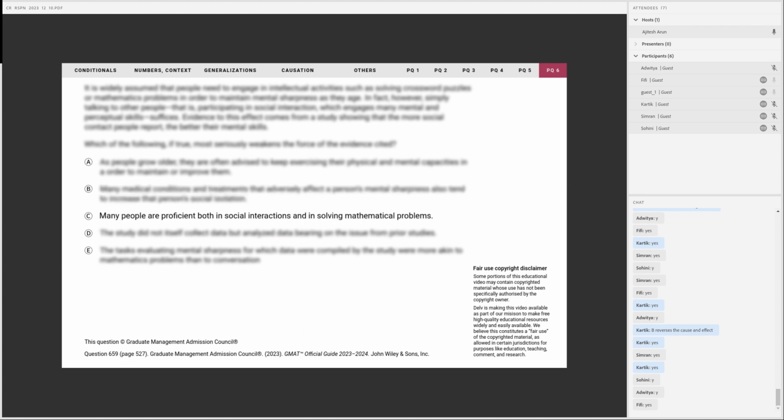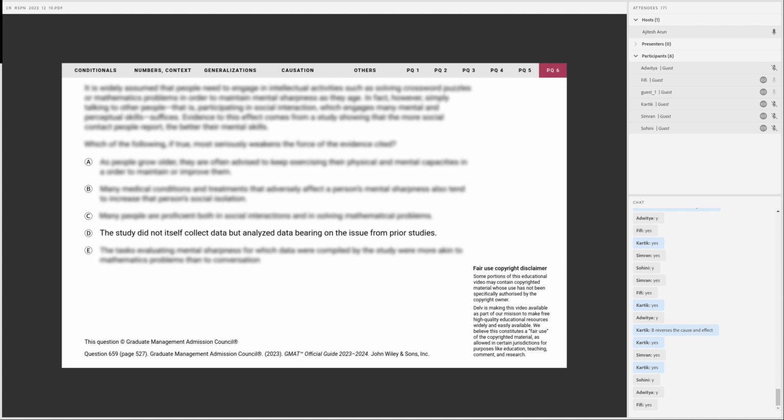Now take a look at C. Many people are proficient both in social interactions and in solving mathematical problems. Okay, great. But does your S actually help you with M or not? We don't know. It just says many people are proficient in both. But what about the relationship between S helping with M? C seems to have absolutely nothing to say on that.